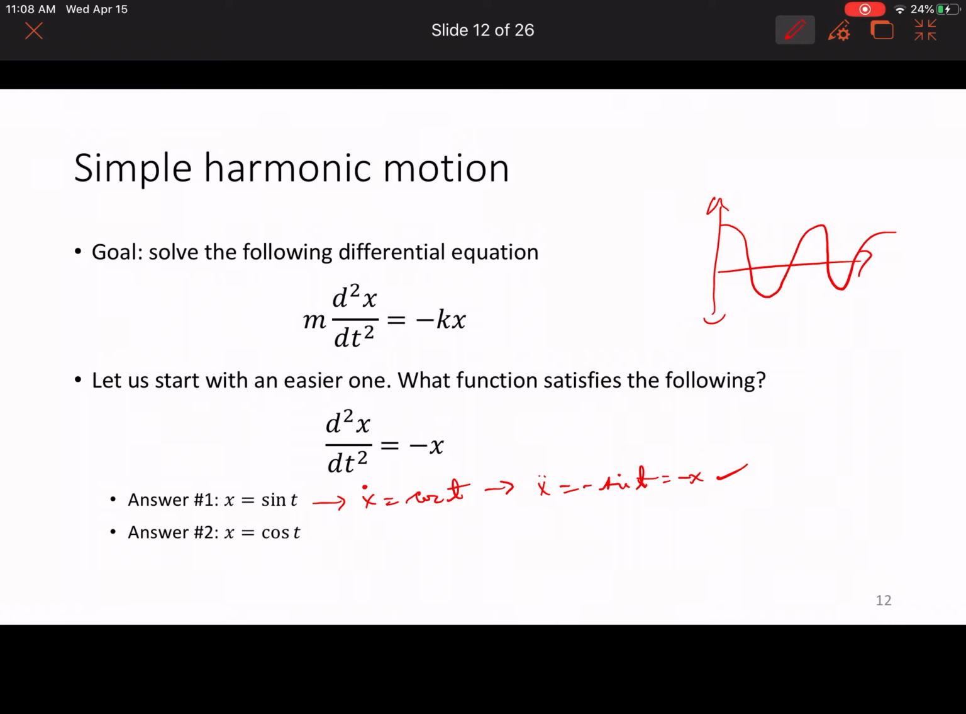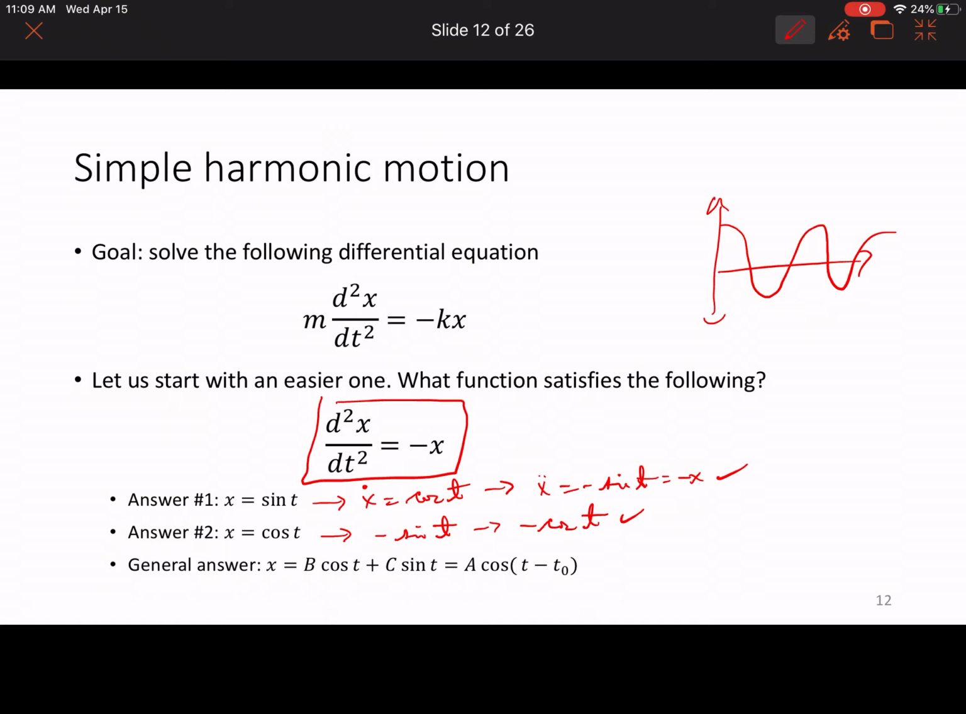Another answer people give me is cosine. You take one derivative, you get negative sine. You take another derivative, you get negative cosine. So that also works. And it turns out there's a whole class of solutions. If I add up any of these two solutions, I get an answer that works. So it will turn out that the general answer to this differential equation is b cosine t plus c sine t. Or with a little bit of trig identities, I can also write that as a cosine of t minus t0.